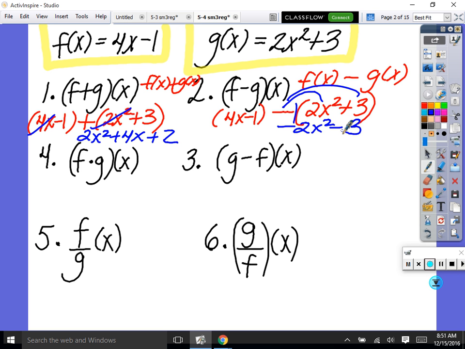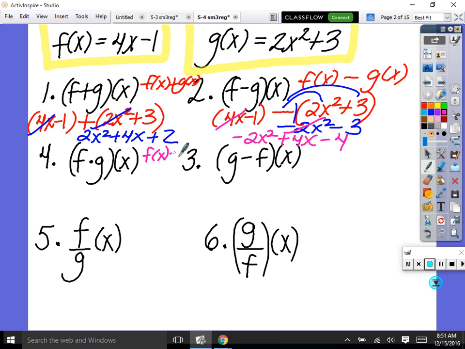Negative 2x squared, no other x squareds. Negative 2x squared. Positive 4x, still positive 4x, correct? Negative 1 minus 3, negative 4, and we're done. Does everybody see how easy this is? Well, that's simplified, right? Combining like terms. We're not solving, so it isn't divided by 2. Does that make sense? This is a simplified answer. We don't need to factor it out and do anything with it, because that would be solving it. Does that make sense?